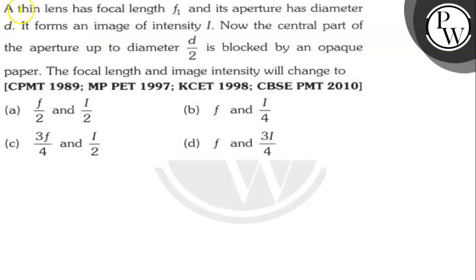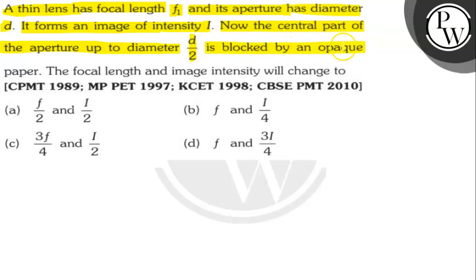The question says here, a thin lens has focal length f1 and its aperture has diameter d. It forms an image of intensity I. Now the central part of the aperture up to diameter d by 2 is blocked by an opaque paper. So the focal length and image intensity will change to what?